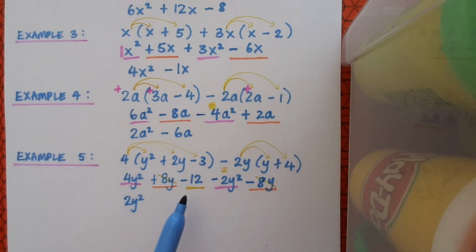Finally, I have the minus 12 by itself. Nothing to go with it, so I'll just write that down on the last line as minus 12.